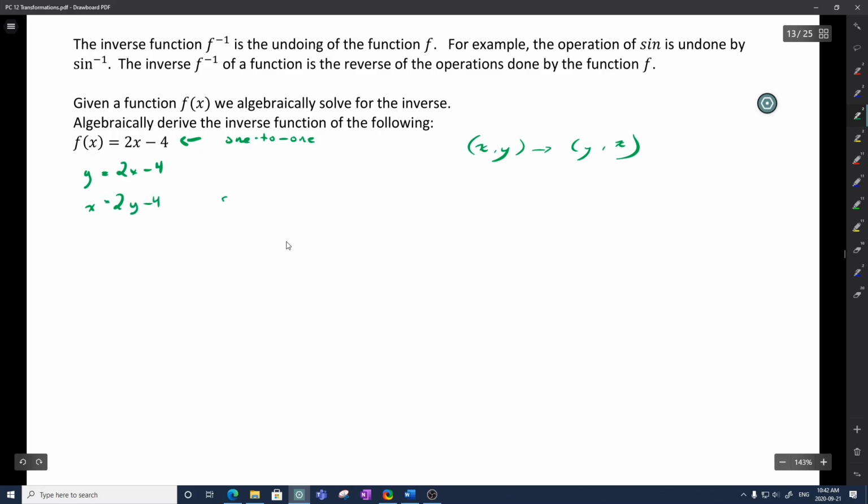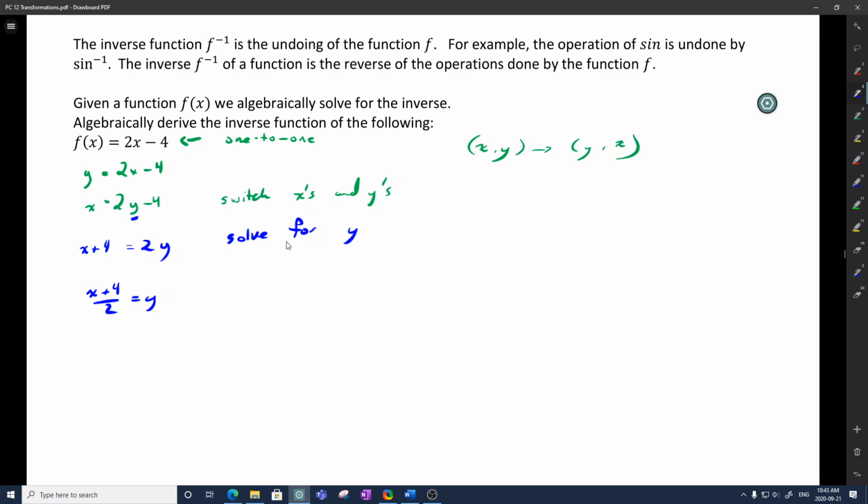There we are. So I'm just going to say switch x's and y's. Now, here's the kicker. This is where the real math begins. Solve for y. So we're going to algebraically solve for y. If I'm going to isolate y, I'm going to add 4 to both sides. Divide both sides by 2.